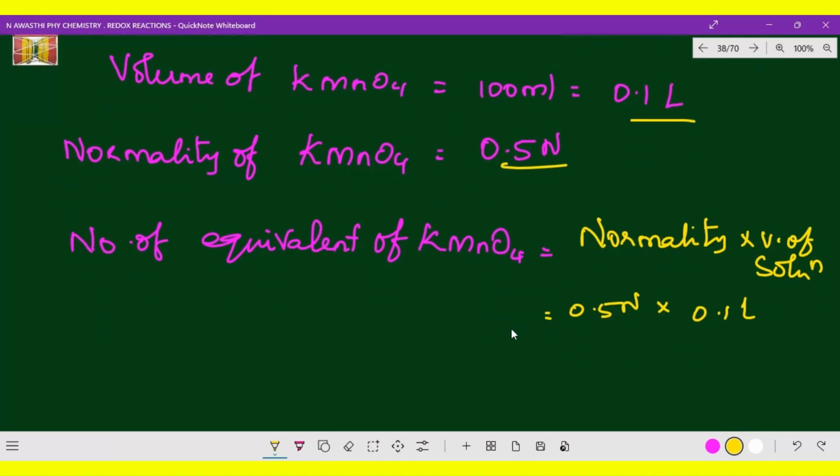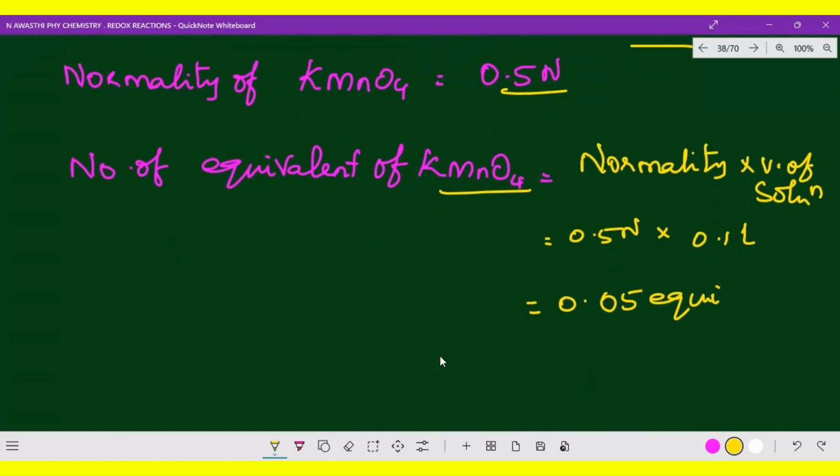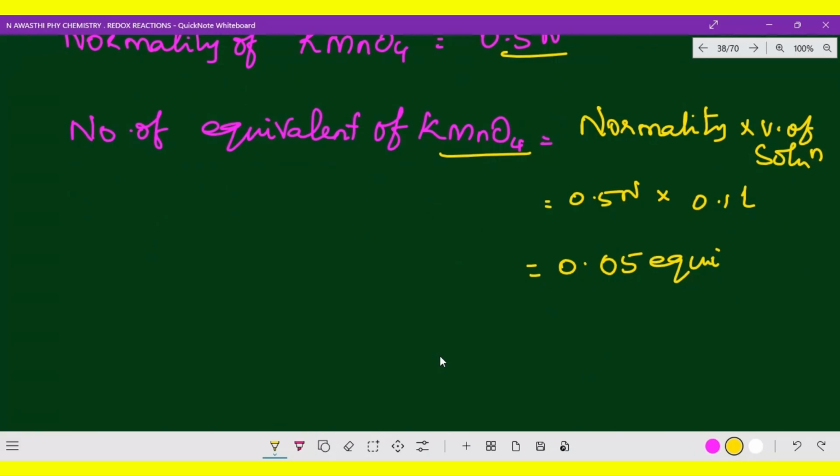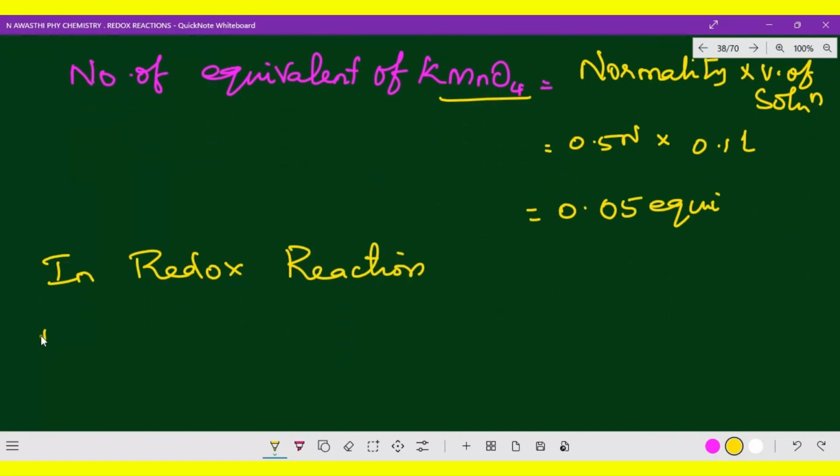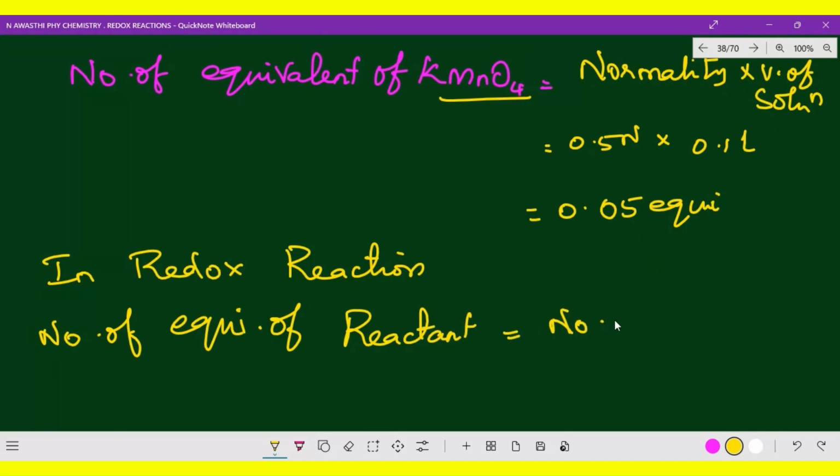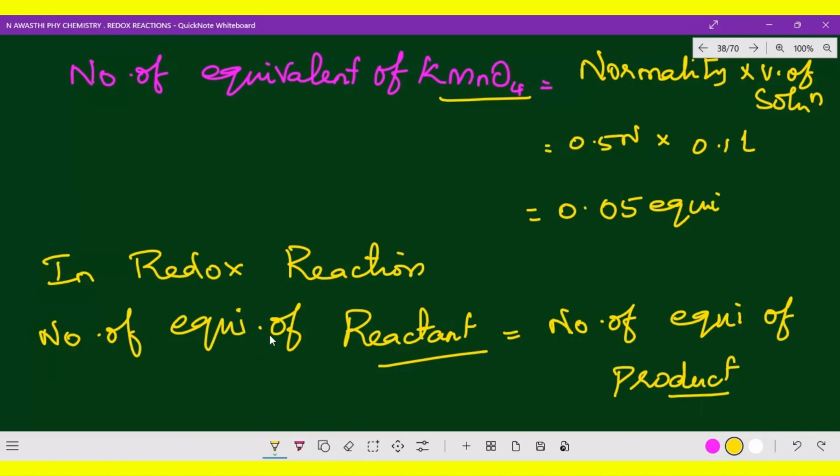So according to that, we can apply the value right now. What is the answer? You will be getting 0.05 equivalent of KMnO4. Now in a redox reaction, the number of equivalents of reactant is equal to the number of equivalents of product, just like in a general equation. So even in the redox reaction, equivalent of reactant is equal to equivalent of product.